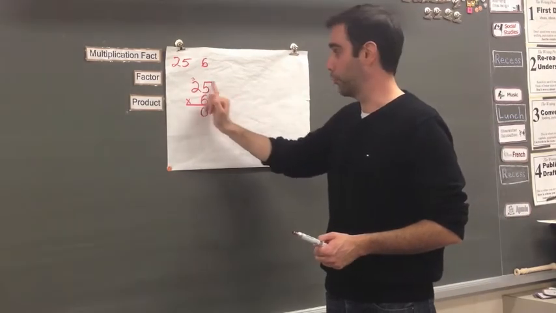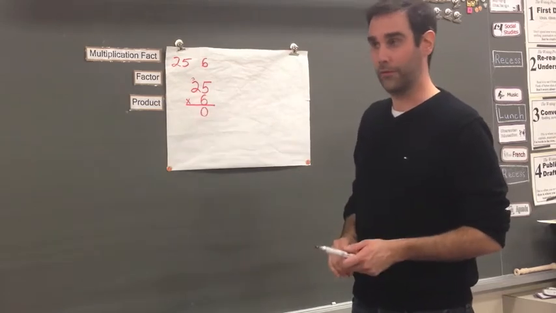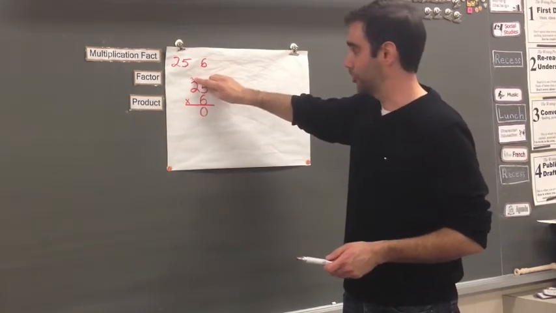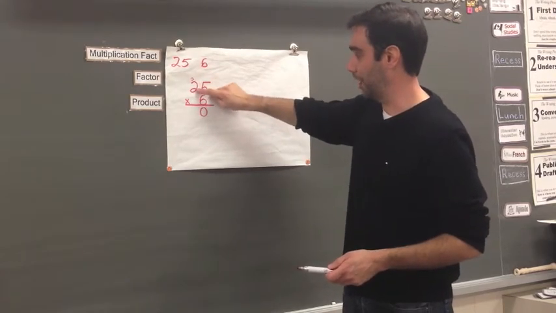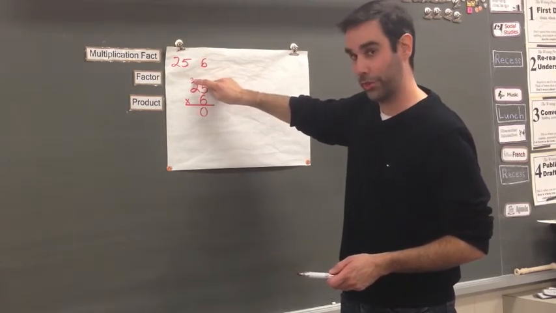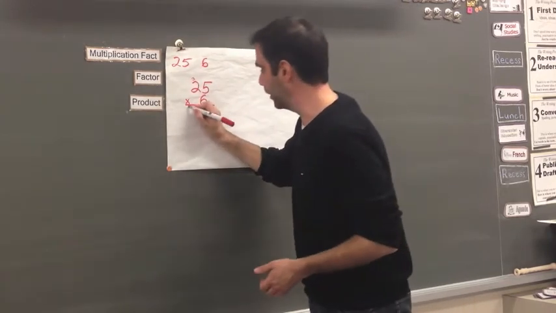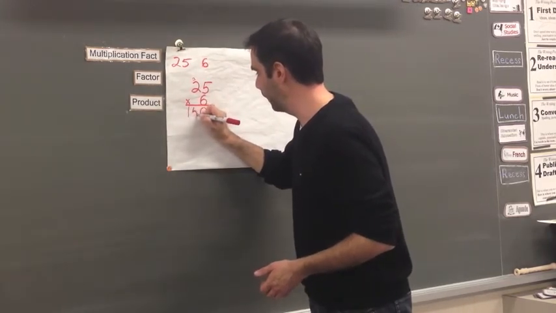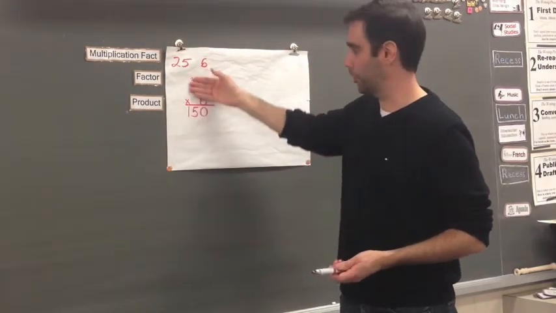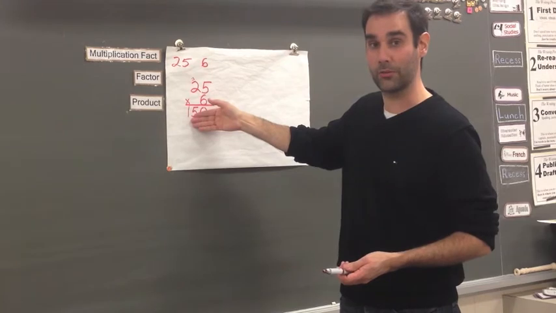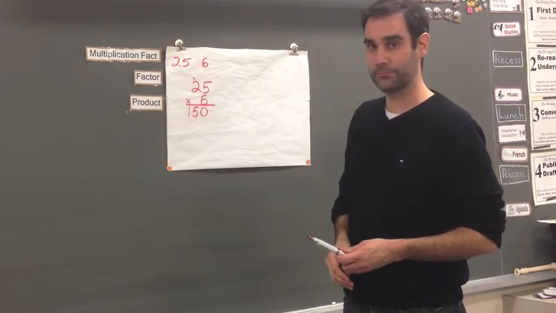Now we're moving over to the left. 6 times 2 is 12. Now we still have that 3 up here, so we're not going to multiply that 3, we're going to add that 3. So 6 times 2 is 12, plus the 3 is 15. Now I'm going to bring the whole number 15 right down, because I have no other numbers here to multiply. So 25 times 6 is 150.